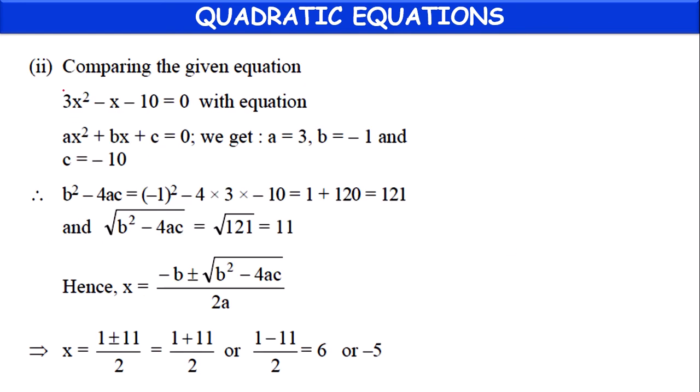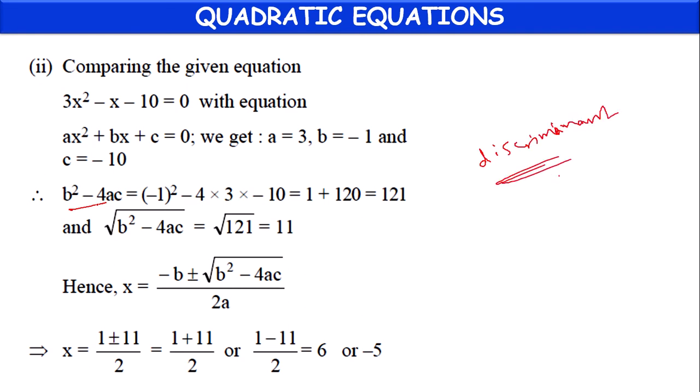Next one, second equation. 3x square minus x minus 10 equal to 0. If you compare with the general equation, in the place of a we have 3, in the place of b we have minus 1, in the place of c we have minus 10. So let's calculate the discriminant.